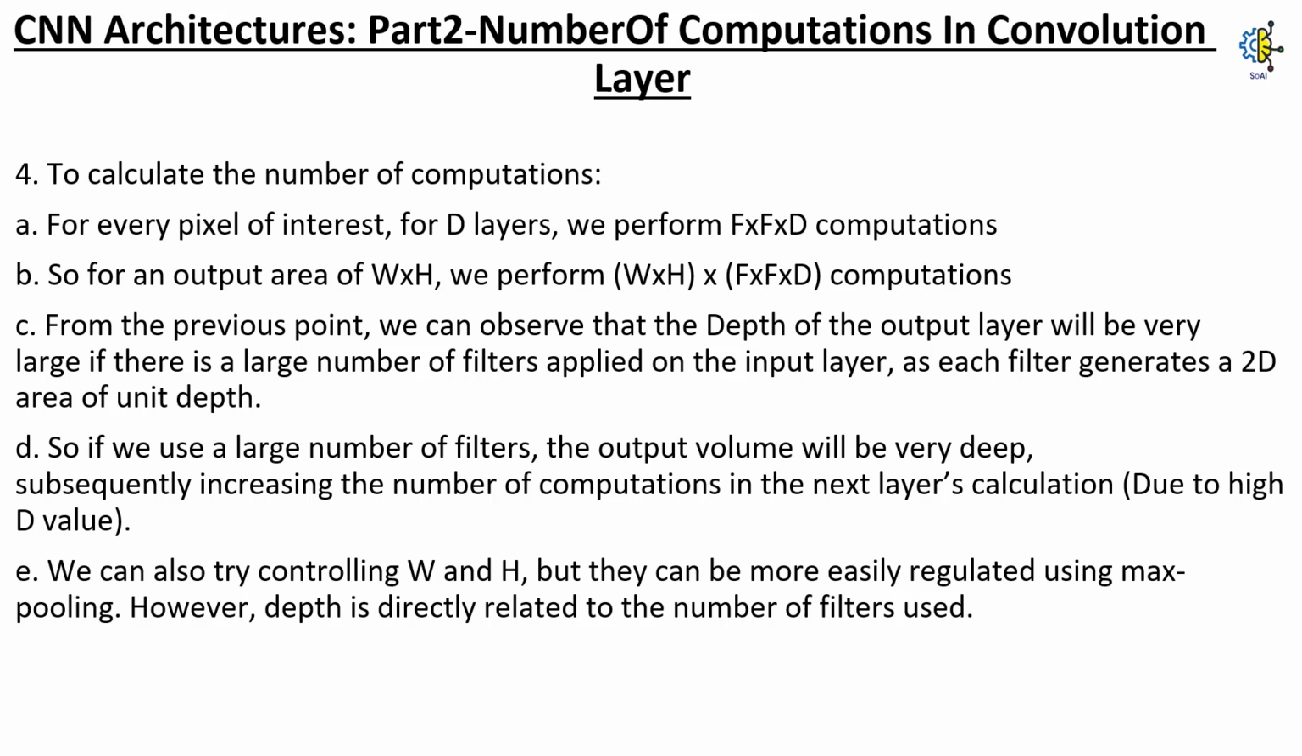From the previous point, we can observe that the depth of the output layer will be very large if there is a large number of filters applied on the input layer, as each filter generates a two-dimensional area of unit depth. So, if we use a large number of filters, the output volume will be very deep, subsequently increasing the number of computations in the next layer's calculation due to the high D value. We can also try controlling W and H, but they can be more easily regulated using max pooling. However, depth is directly related to the number of filters used.